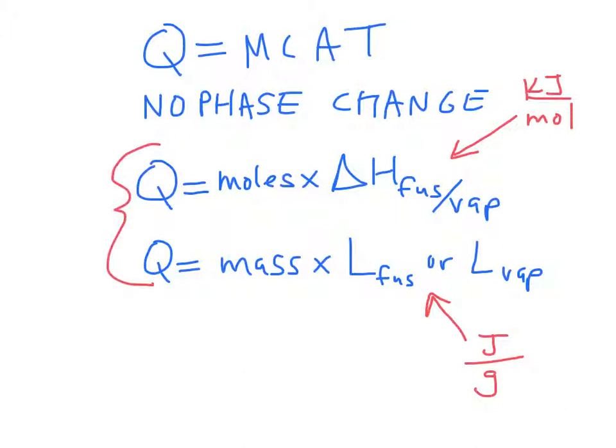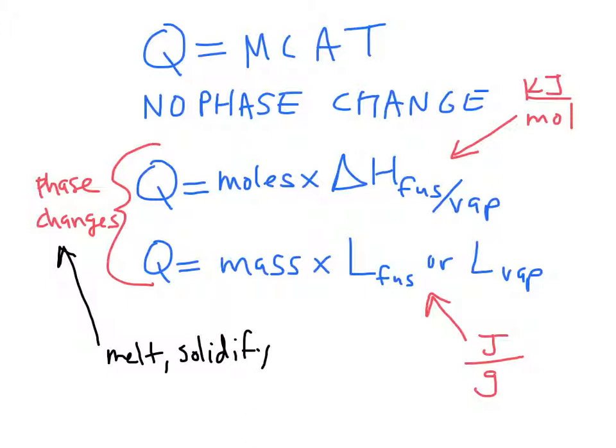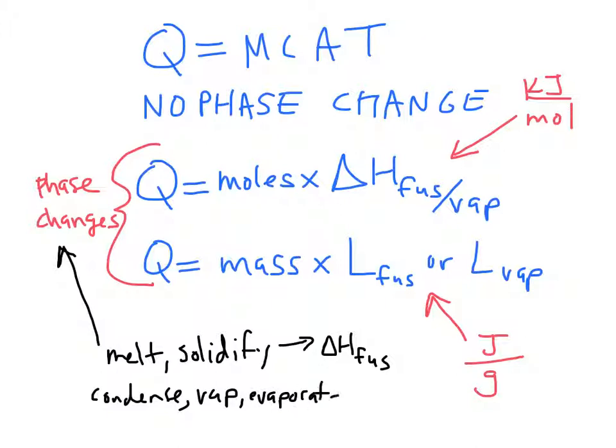Regardless of which of these two equations you're using or your teacher has given to you, these equations are used for phase changes, like going from a solid to a liquid or a liquid to a gas. Here are some common words to help you know which equation to use. Words that indicate phase changes will be like melt, solidify. These words are pointing to using delta H of fusion. And then words like condense, vaporize, evaporate, those types of words in a word problem are pointing you towards the heat of vaporization or the latent heat of fusion or vaporization.